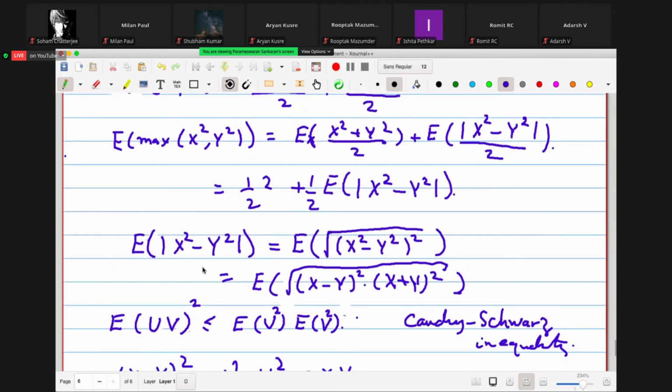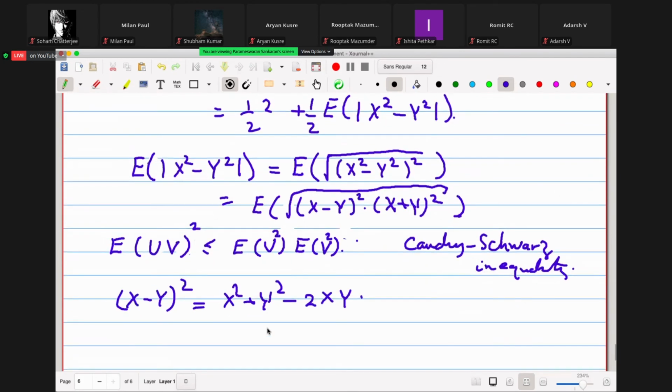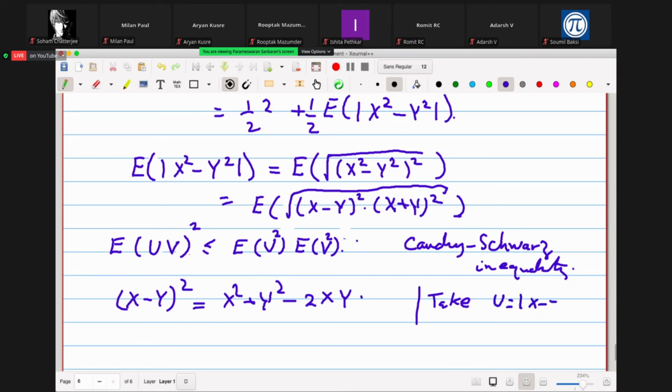You want to replace this. You see this product of two quantities under square root. Whatever is under square root, you think of that as u and v. So you apply this for, let me say at least, take u equal to the absolute value of x minus y, and v equal to x plus y.